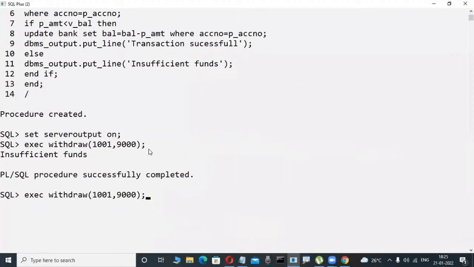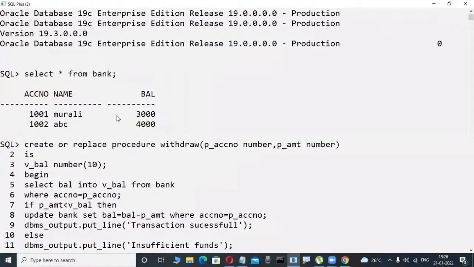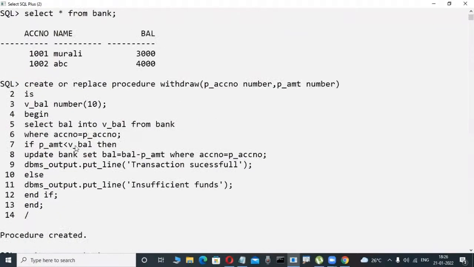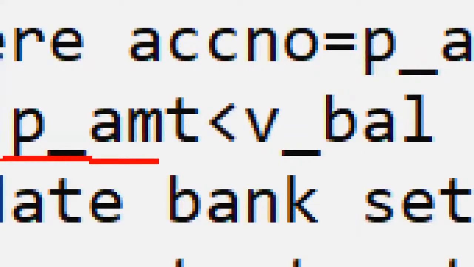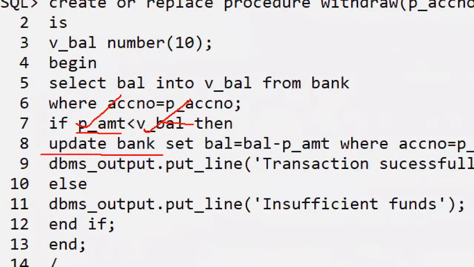Here, observe it here. Now 1001 is my account number. I try to execute withdraw again. Okay, so now here the procedure: now I try to withdraw 2,000 rupees. Possible, possible. Why? Because here my balance is 3,000, but I try to withdraw 2,000 only, possible. So whenever your passed amount, 2,000, is less than the available balance, in this case 3,000, here this 2,000 is less than 3,000, I am updating the bank table only.